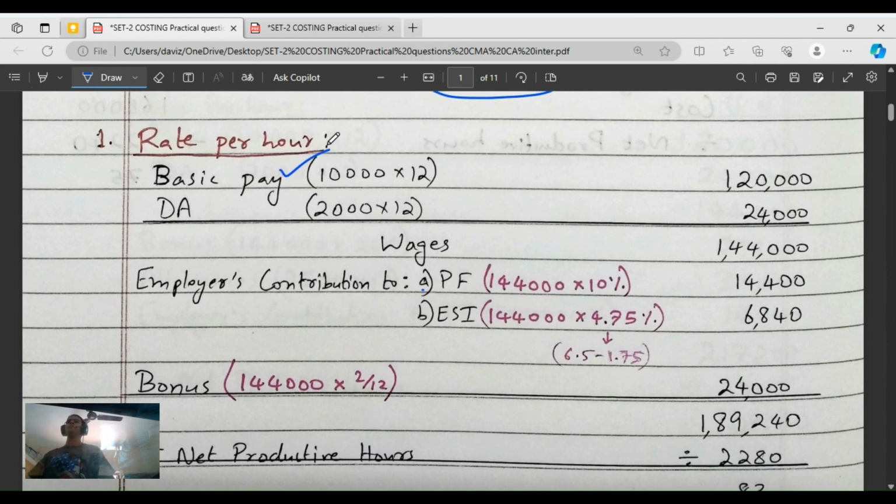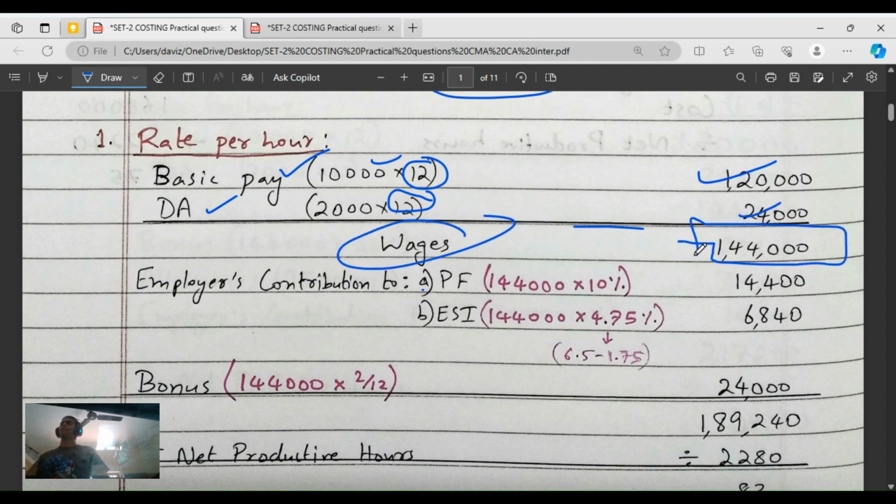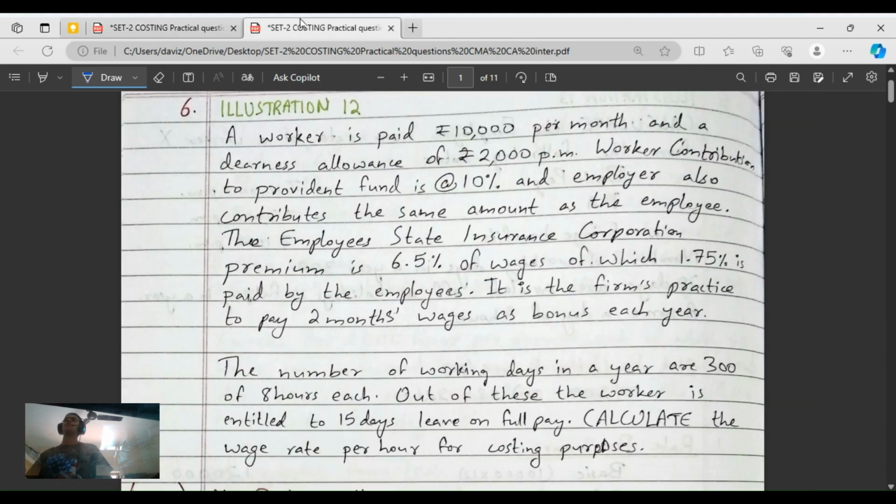The basic pay to a worker is 10,000 per month into 12, so for a year, 1,20,000. Dearness allowance for 12 months is 24,000. So we got the wages, which is 1,44,000. Now we can see the other costs.